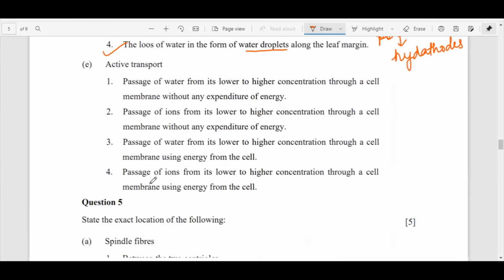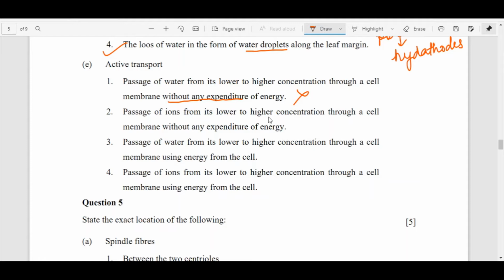That is question number E, active transport. So which one out of the four best defines or explains what is active transport? Let us see the first option, passage of water from its lower to higher concentration through a cell membrane without any expenditure of energy. Wrong. Energy is involved here. It is required here.